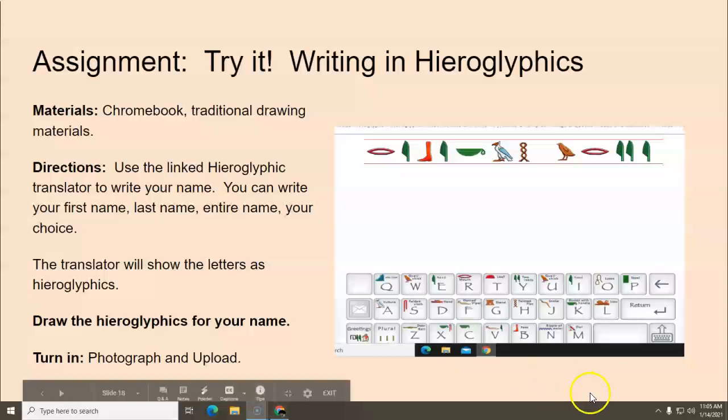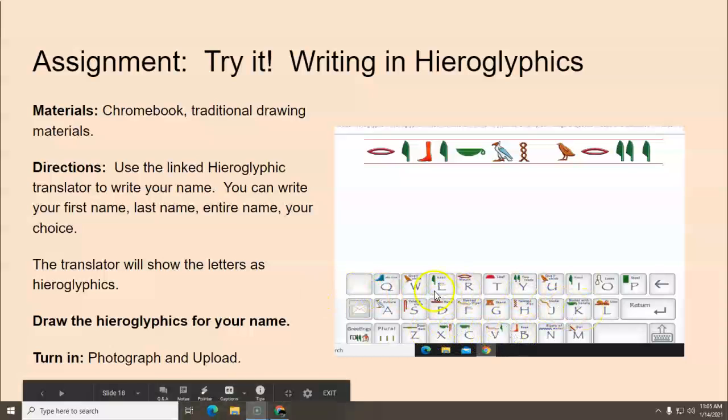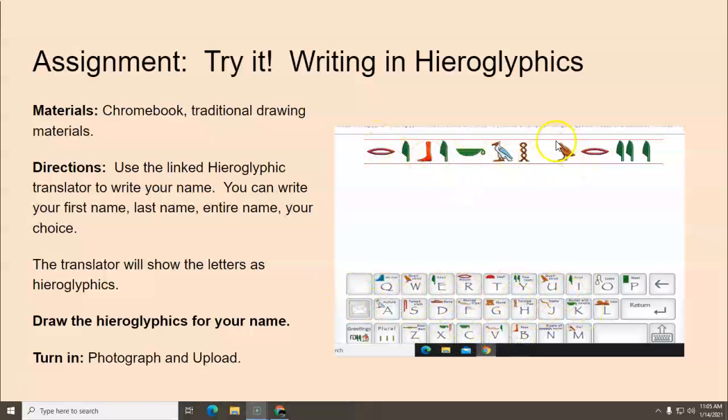This is my first and last name. And you type it just like a typewriter. Okay, so Rebekah was my first name, and that's right here, and then there's my last name. After you have that up, look at it and draw it. I want you to draw it out, and then photograph it and upload.